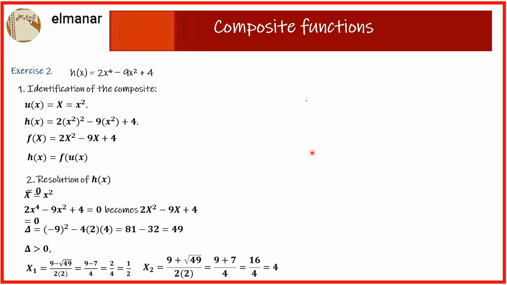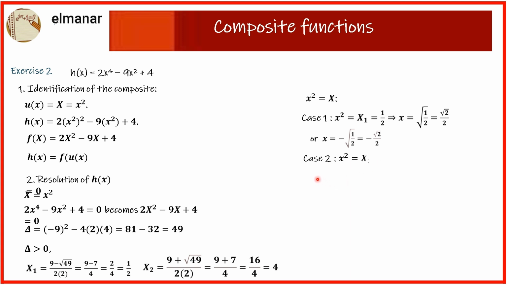We now go back to the initial variable x by using x² = X. First case, if x² = 1/2, then x is equal to √(1/2), that is √2/2, or else x is equal to −√(1/2), that is −√2/2.